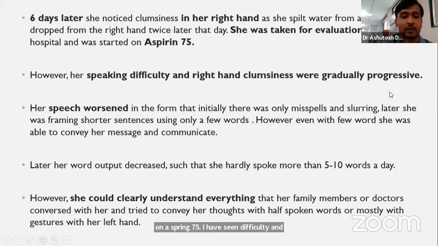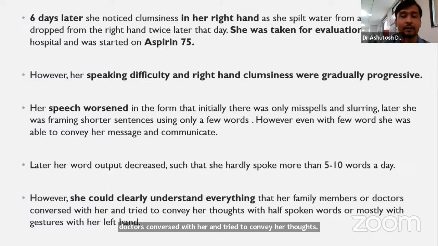Her speech worsened in the form that initially there were only misspells and slurring. Later, she was framing shorter sentences using only a few words. However, even with few words, she was able to convey her message and communicate. Later, her word output decreased, such that she hardly spoke more than 5 to 10 words per day. However, she could clearly understand everything that her family members or doctors conversed with her and tried to convey her thoughts with half-spoken words or mostly with gestures with her left hand.